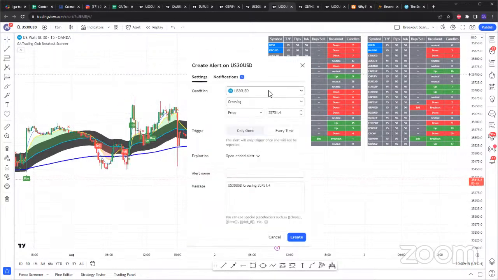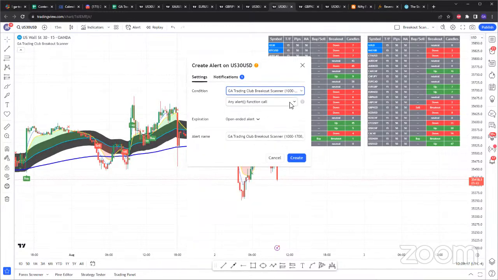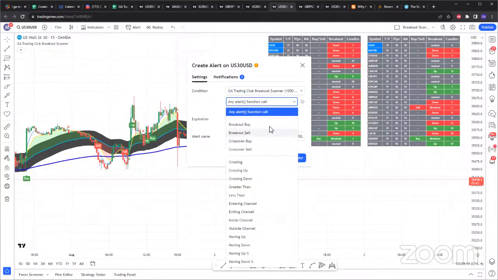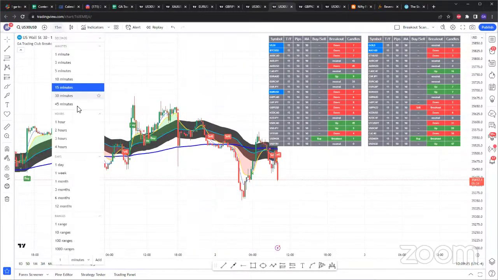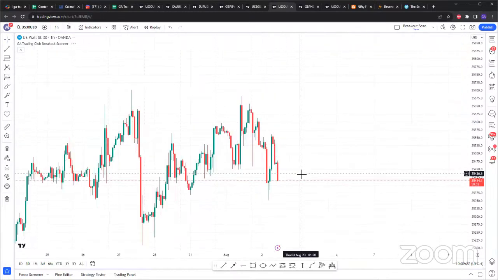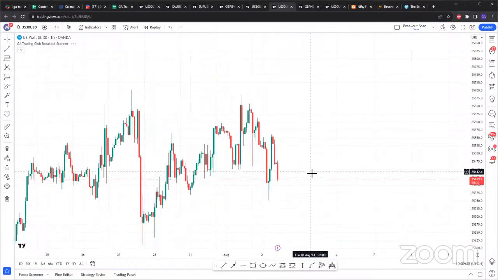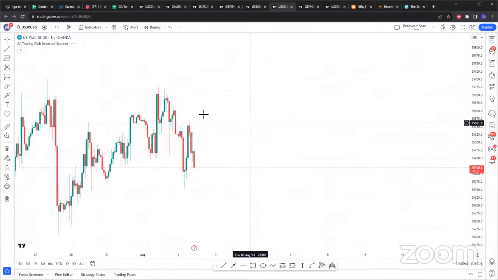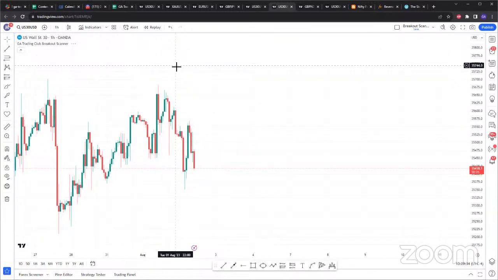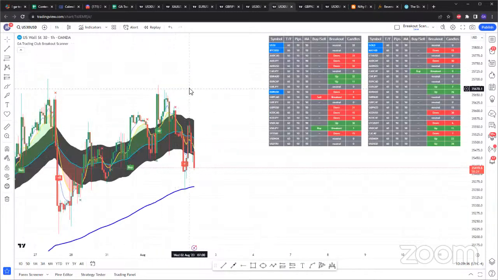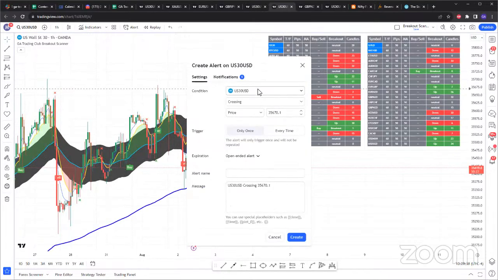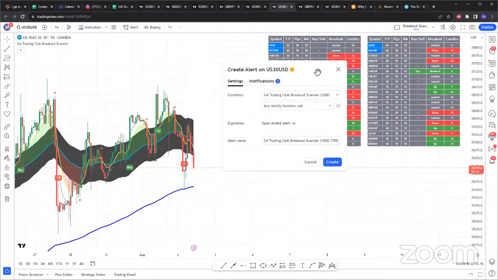you can now create your alert. Previously, if you tried to create an alert here, you couldn't create a buy or a sell for a specific instrument. So for example, if I'm interested in US 30 on the hourly time frame, I can come in here, let's wait for this thing to load, right click, add alert, do GA Trading Club scanner.